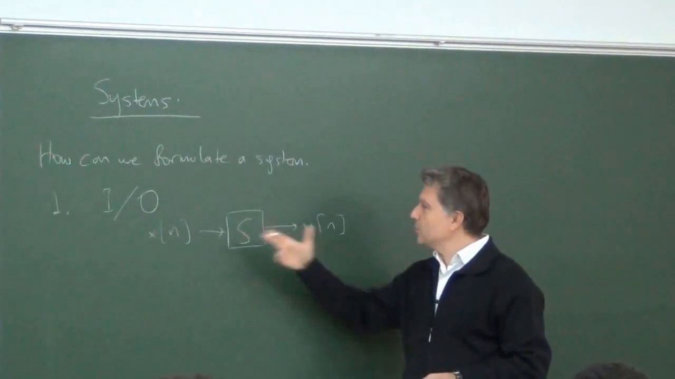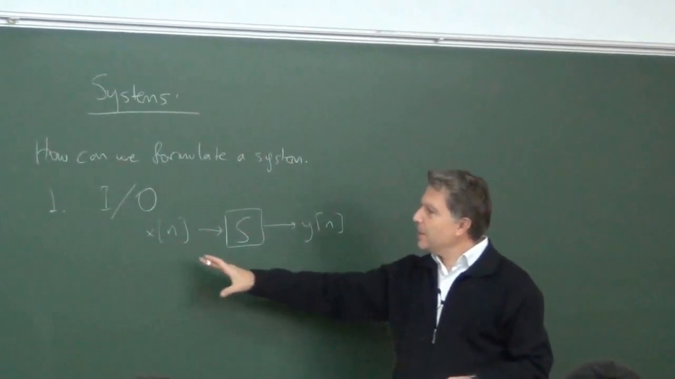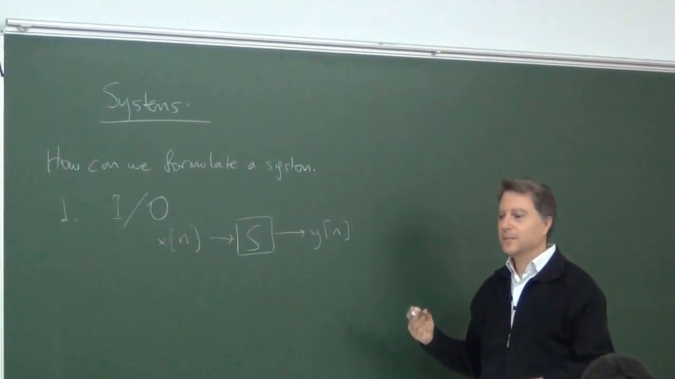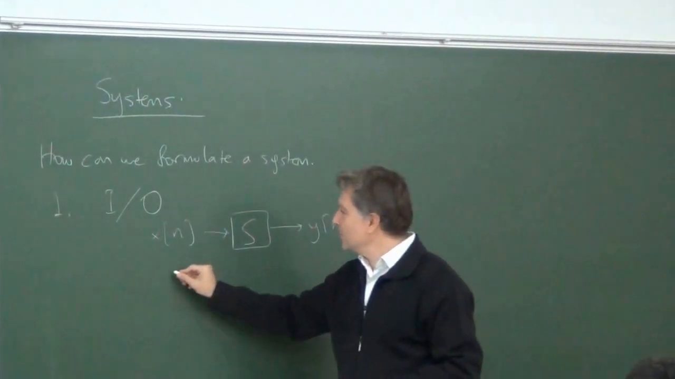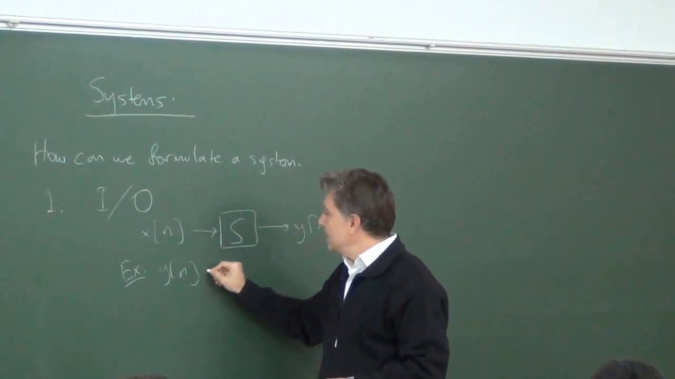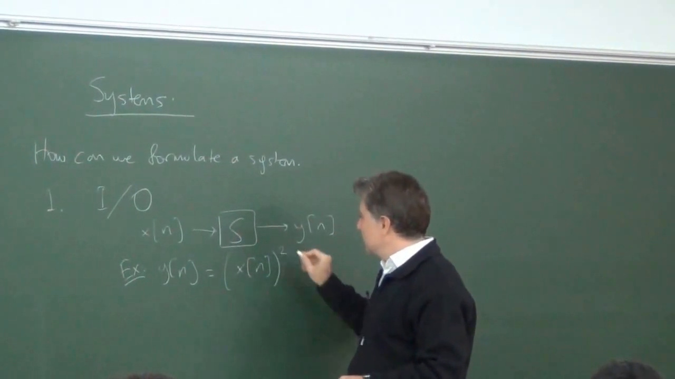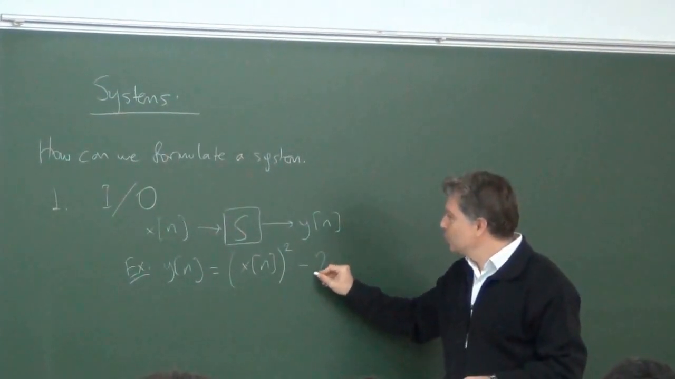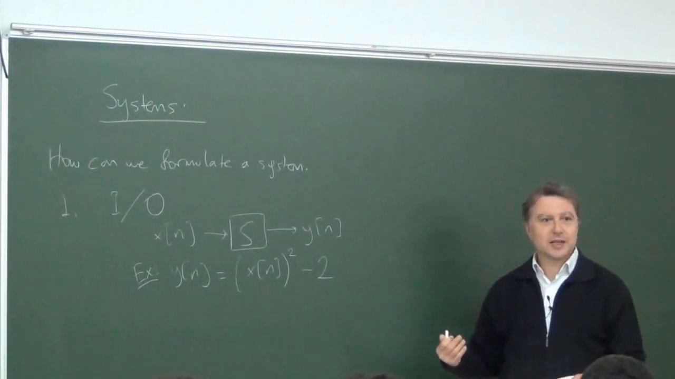So the input-output behavior must be provided independent from the input. For any input, the output is like this. That may be a definition for the representation. For example, that may be an example, y of n is equal to the square of its input, for instance, minus 2. Okay, that's an input-output relation.